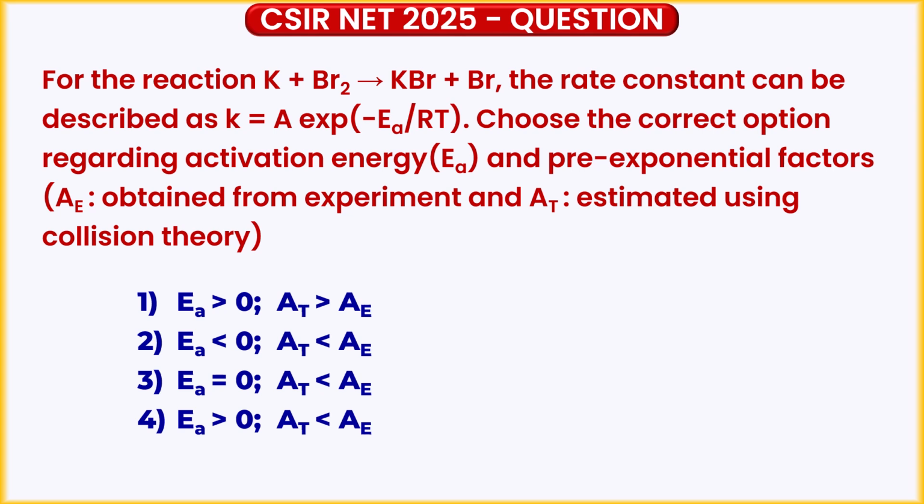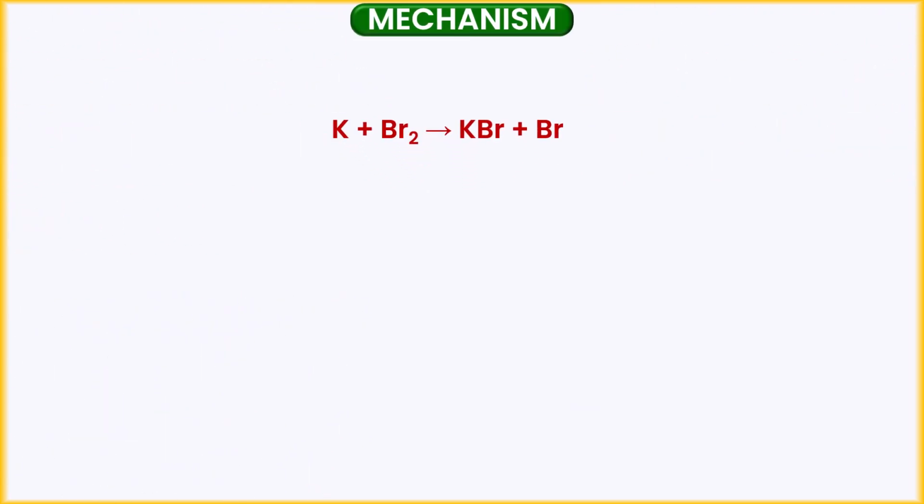First, let us go through the concept behind the question and then arrive at the correct answer. We will begin with the mechanism. Initially, an electron is transferred from the potassium atom to the bromine molecule, leading to the formation of an ion pair consisting of K+ and Br2−. Subsequently, the negatively charged bromine molecule breaks apart, leading to the formation of KBr and a bromine atom.